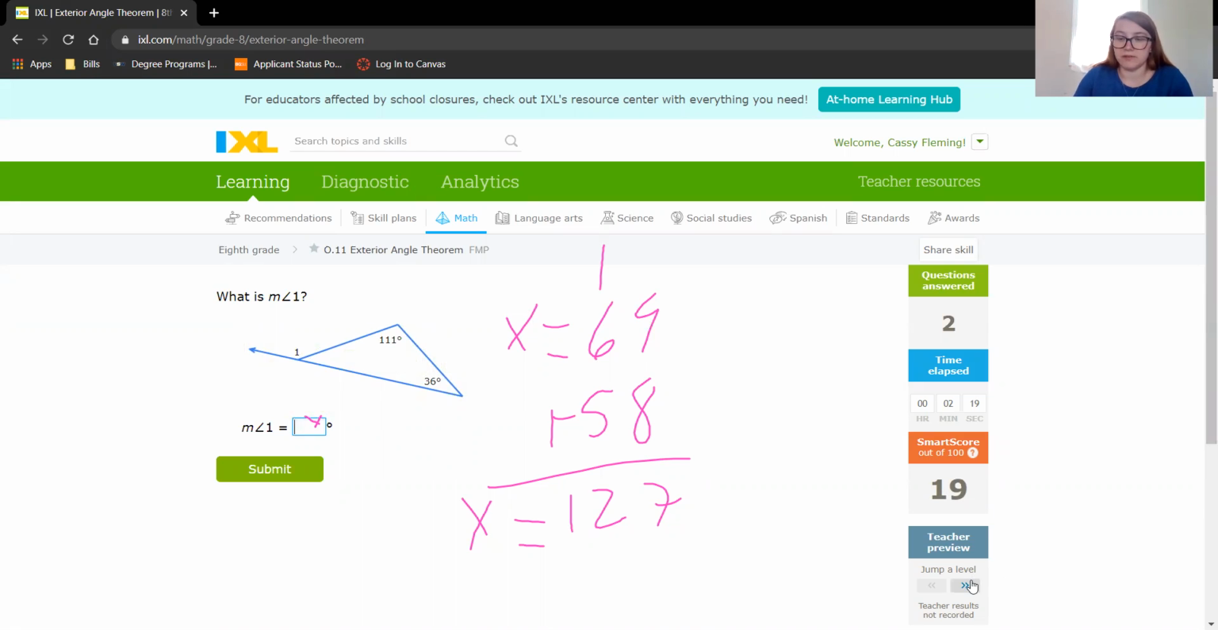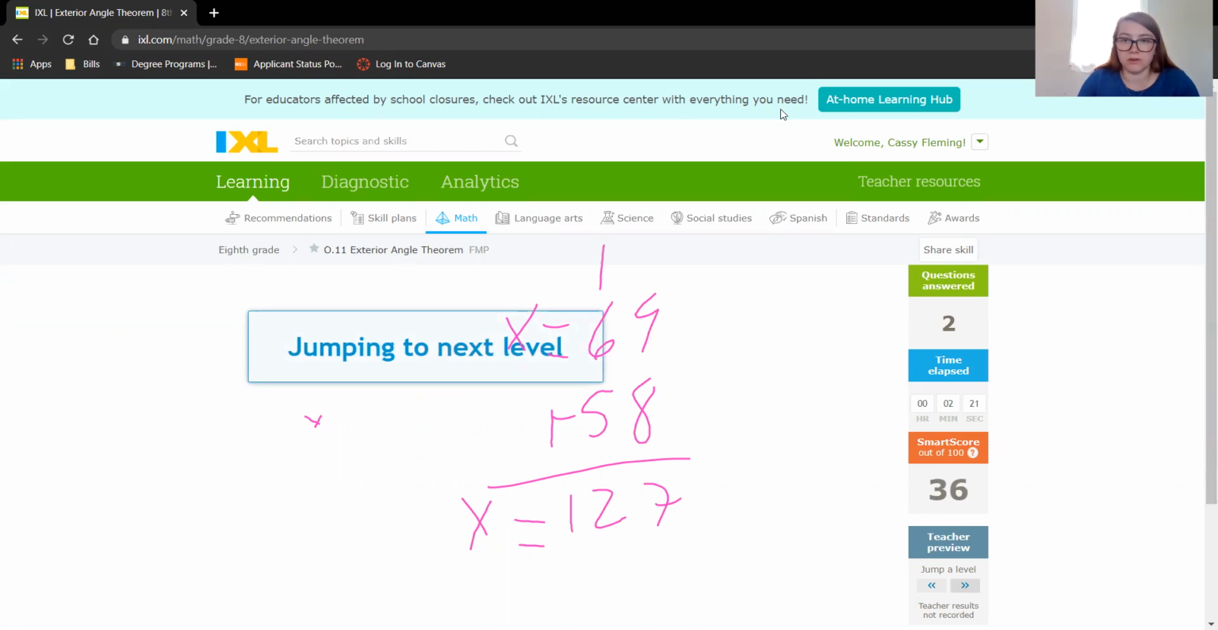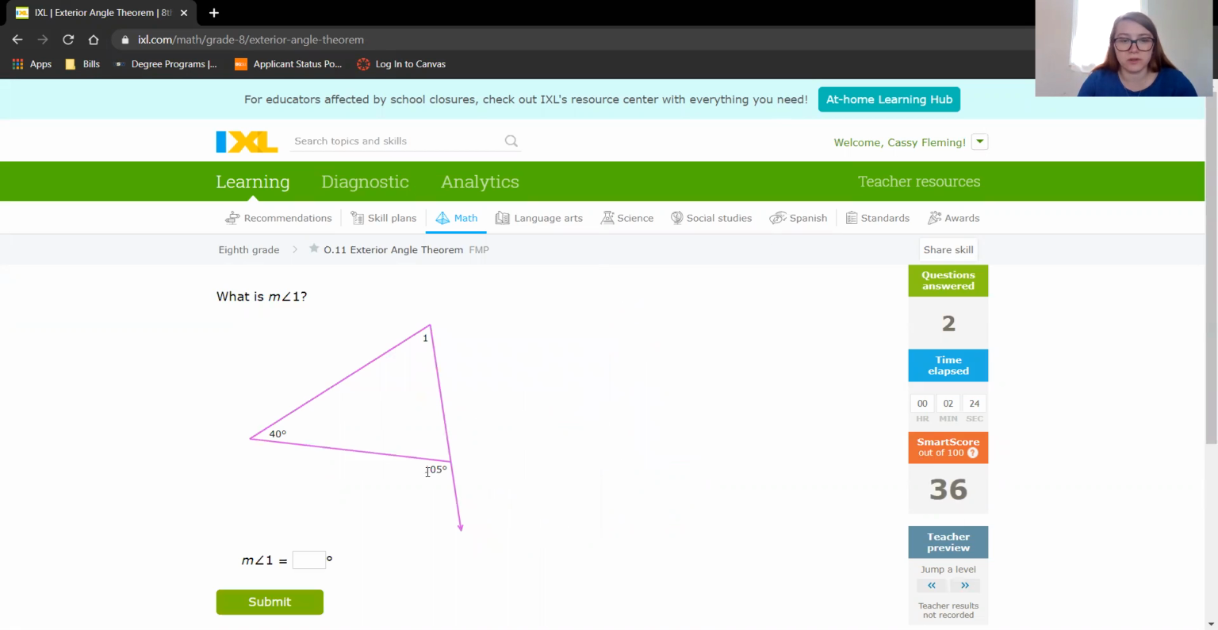I'm going to bump it up to level 2. I'll do a couple in there as well. So for this one, it gives us the measure of the exterior angle and one of the interior angles. So we need to solve for that other interior angle. We're going to again call that x. So the way we'd set it up this time is we know that 105 is equal to x plus 40.